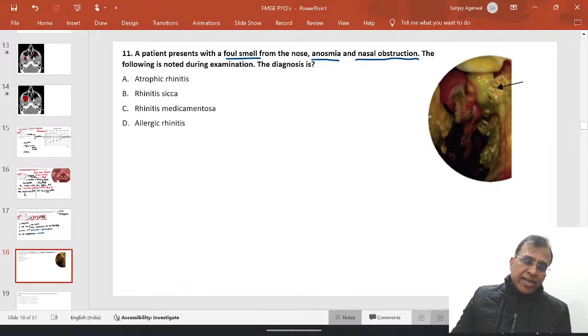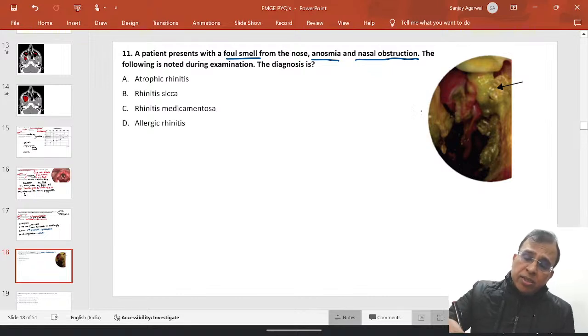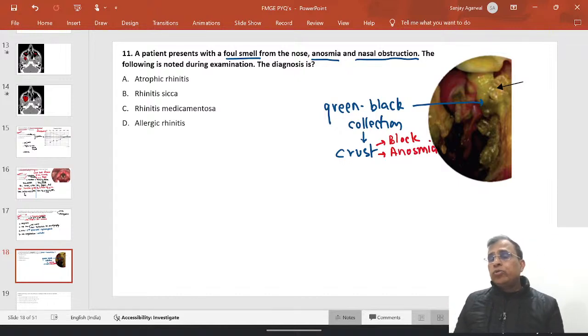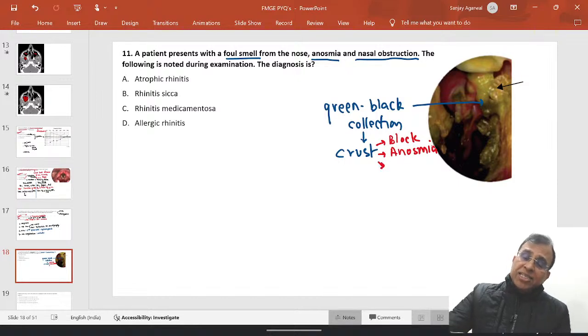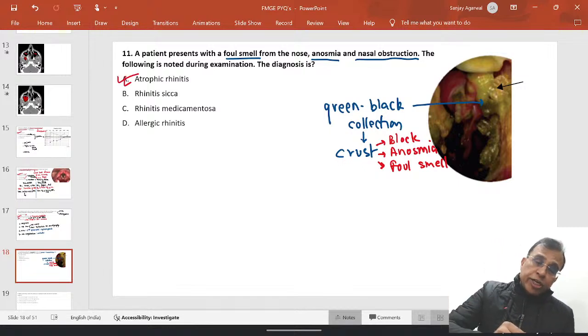So most likely from the first line I can tell you it is atrophic rhinitis, but in this particular question we are given an image to aid you. What you see in the image is this greenish blackish discharge. Green black collection in the nasal cavity is called crust. Now crust occupies the nose, blocks the nose and causes nasal block. This may cause anosmia, loss of sense of smell, because it's blocking the nose. Anosmia can be due to atrophy of the nerve also, and the crust gets infected and causes foul smell. So a lot of the problem of atrophic rhinitis is due to the crust that collects in the nose, which is shown in the image. So this is atrophic rhinitis straight away, right?